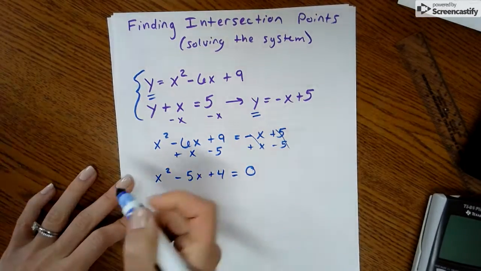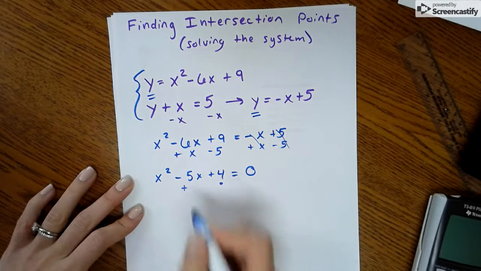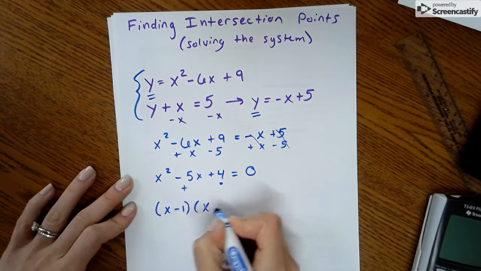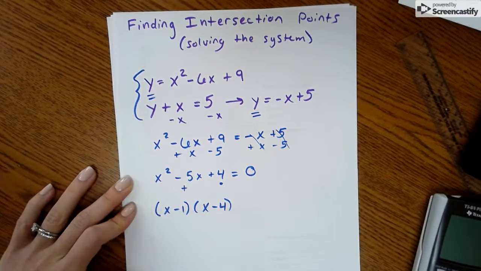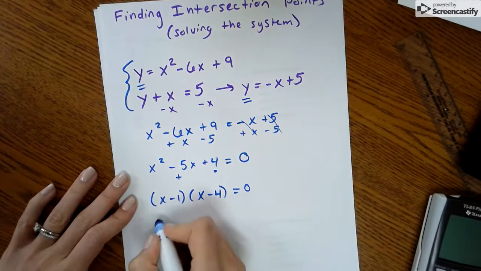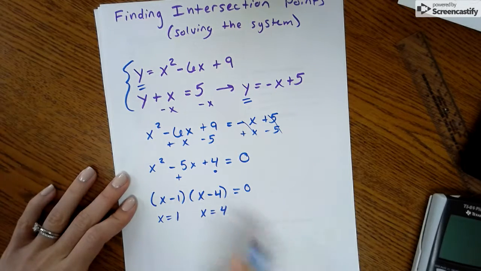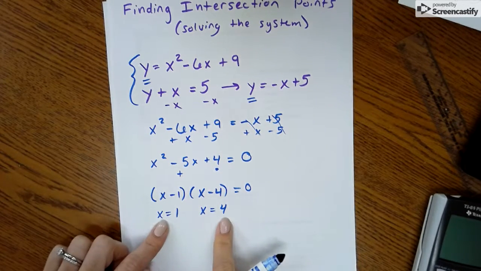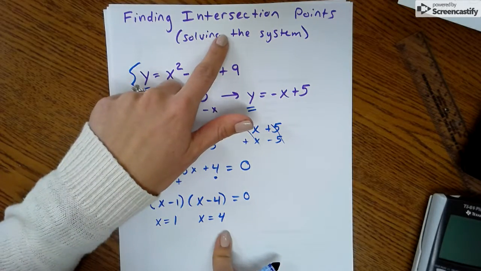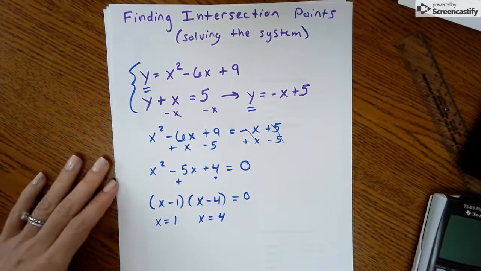So at this point, I'm going to see if I can factor this. So what multiplies to be 4 and adds to be negative 5? Negative 1 and negative 4. So then when I do zero product property, when I solve, I get x equals 1 and x equals 4. Now, these aren't x-intercepts. These are just the x-coordinates of the intersection points. So remember, we're finding the intersection point, so I still have to find the y value.